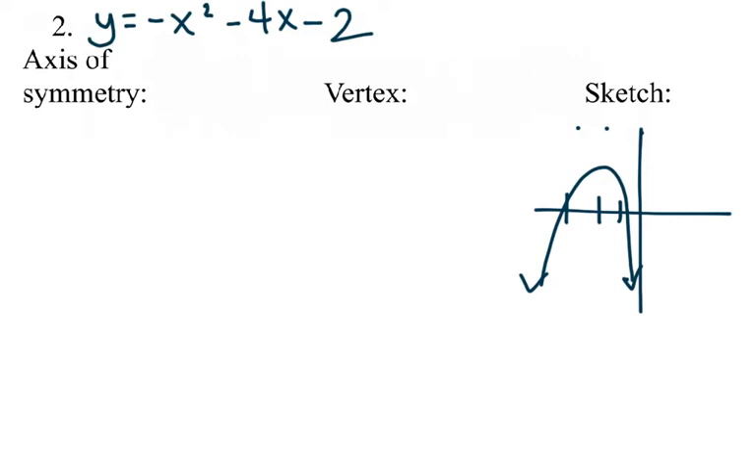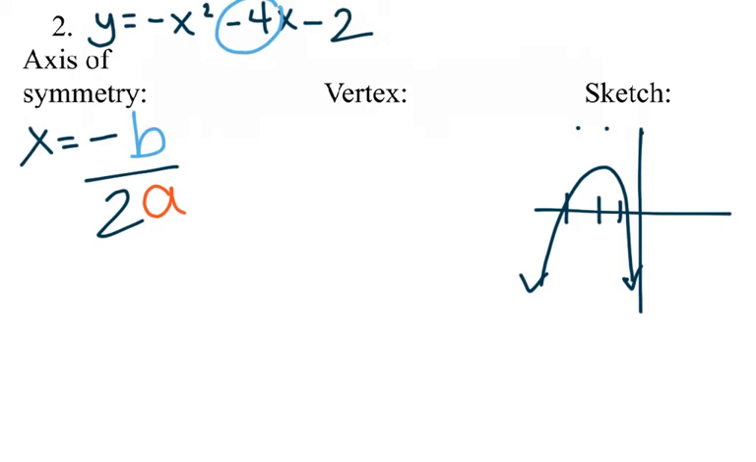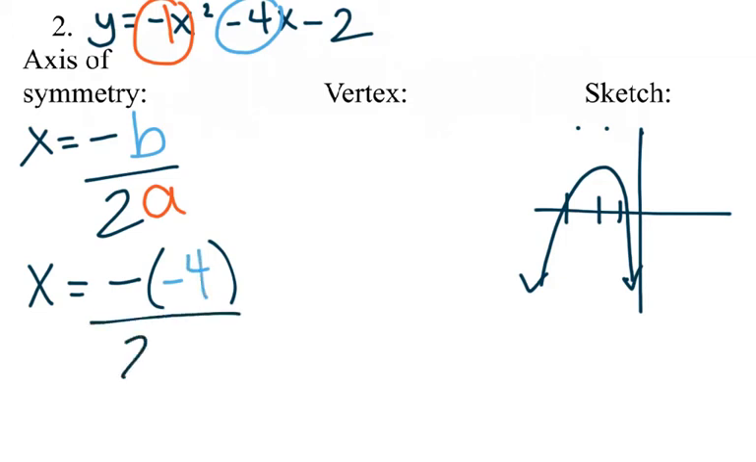Alright, so let's find the axis of symmetry. So x equals negative b, divided by 2 times a. Remember, b is the number in front of x, so it's going to be a negative 4, and a is the number in front of x squared. There's not a 1, it's an understood negative 1. So I'm going to plug it in. So x equals negative, so b was a negative 4, divided by 2 times a is negative 1.